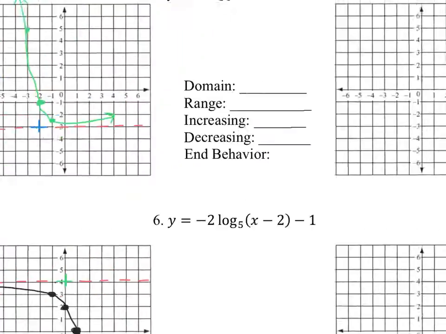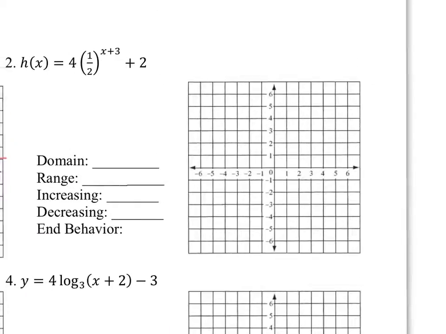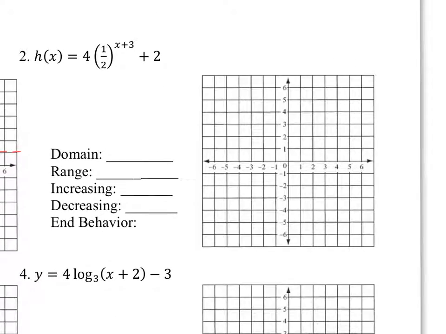So now let's go back up to number 2. So I'm going left 3 up 2. Left 3 up 2. Here's my makeshift new origin. I'm going to draw my horizontal asymptote. Make my table if I need it.